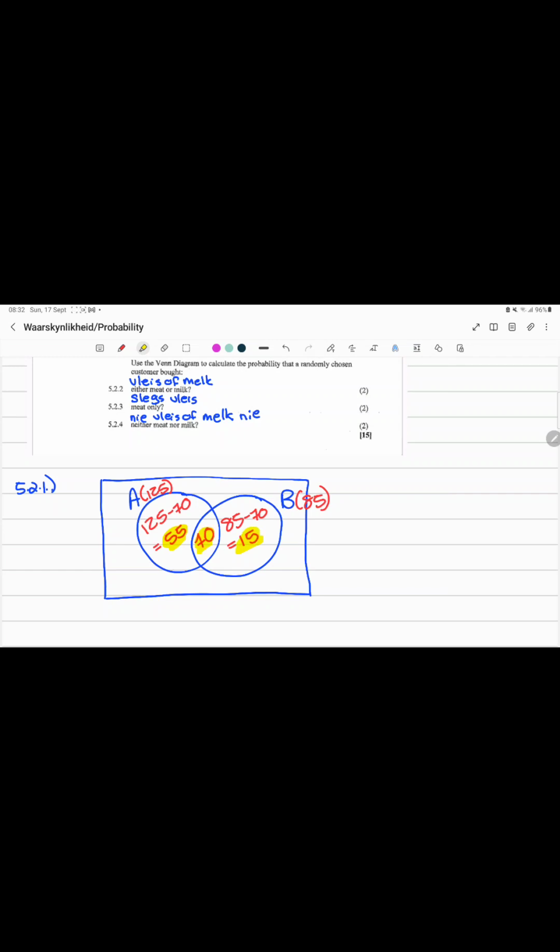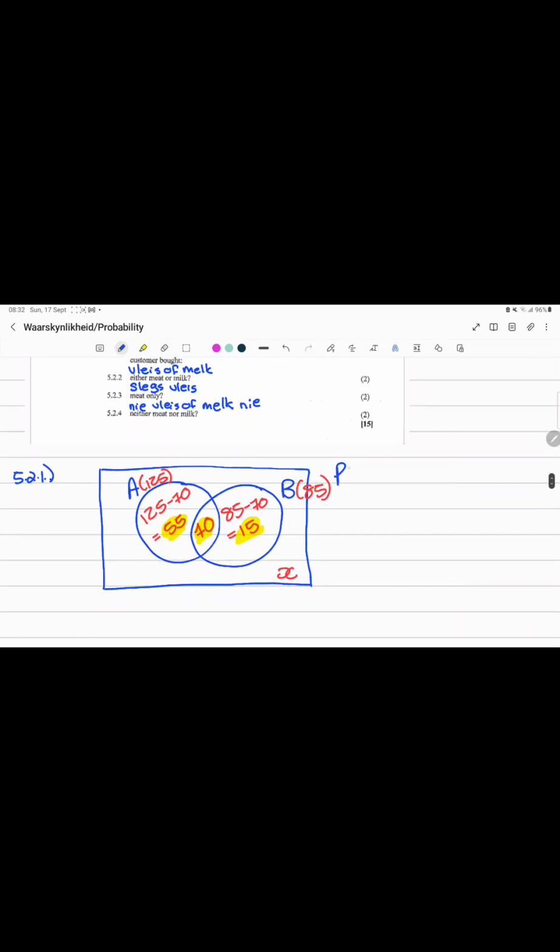Alright, maar die een ding wat ons nie het nie, is ons weet nie hoeveel mense het nie een van die twee gekoop nie. Ons weet hoeveel het melk gekoop, ons weet hoeveel het vleis gekoop, en ons weet hoeveel het beide gekoop. Maar hoeveel mense het nie een van die twee gekoop nie? So om dit te bepaal, gaan ons die formule gebruik. So ons formule, weet ons, is P(A of B) is gelyk aan P(A) plus P(B) minus P(A en B). Nou P(A of B), weet ons, is altyd ons totaal wat 150 is, minus dit wat nie deel is van ons sirkels nie, so dit is my X.